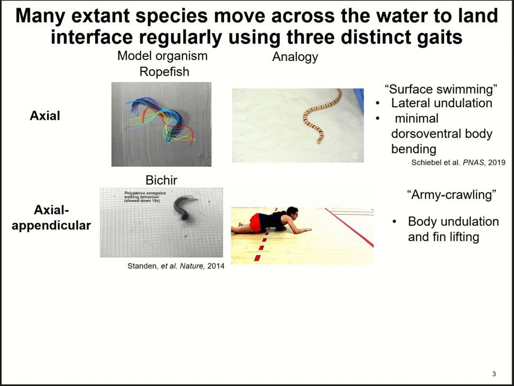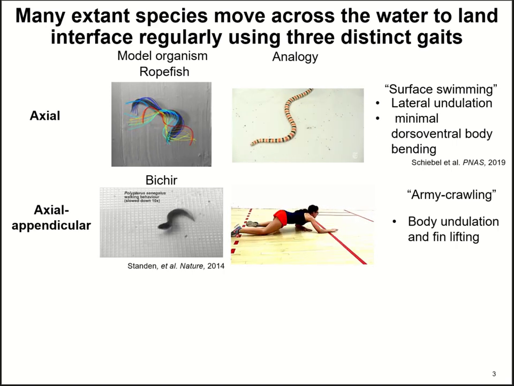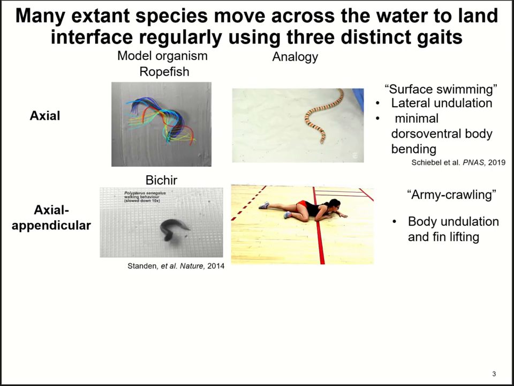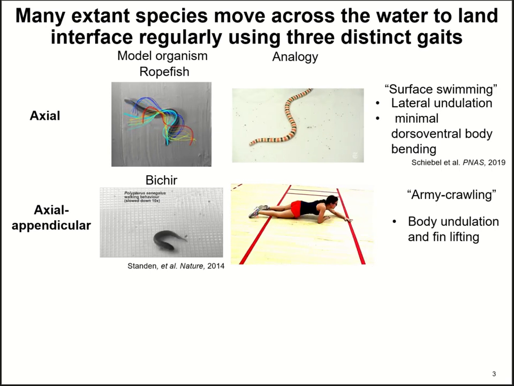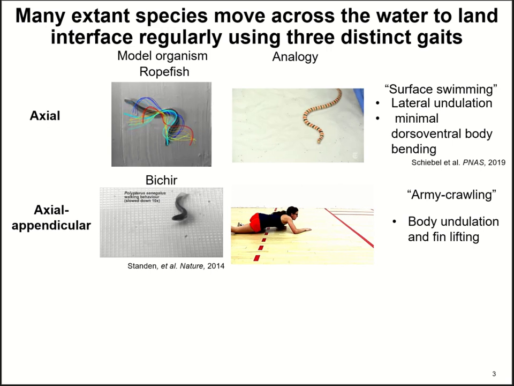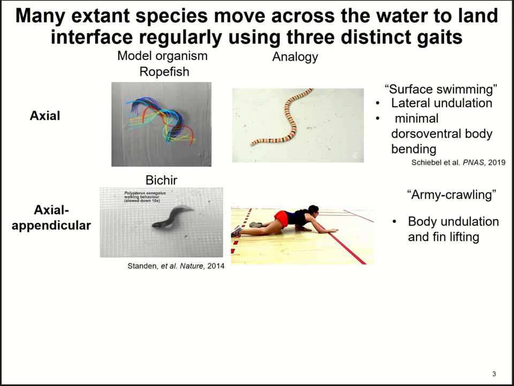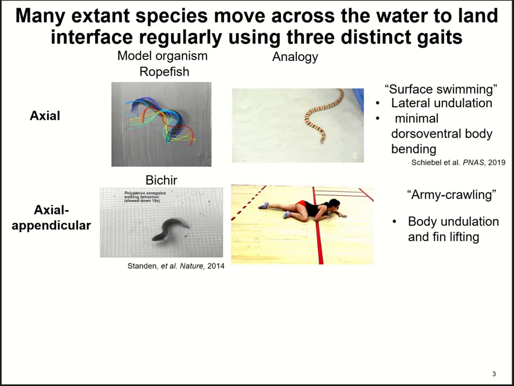The second type is the axial appendicular-based locomotion, where the animal uses a combination of fin lifting and body bending. This is analogous to a person crawling on the ground. Here is an example of the bashir using this particular strategy.